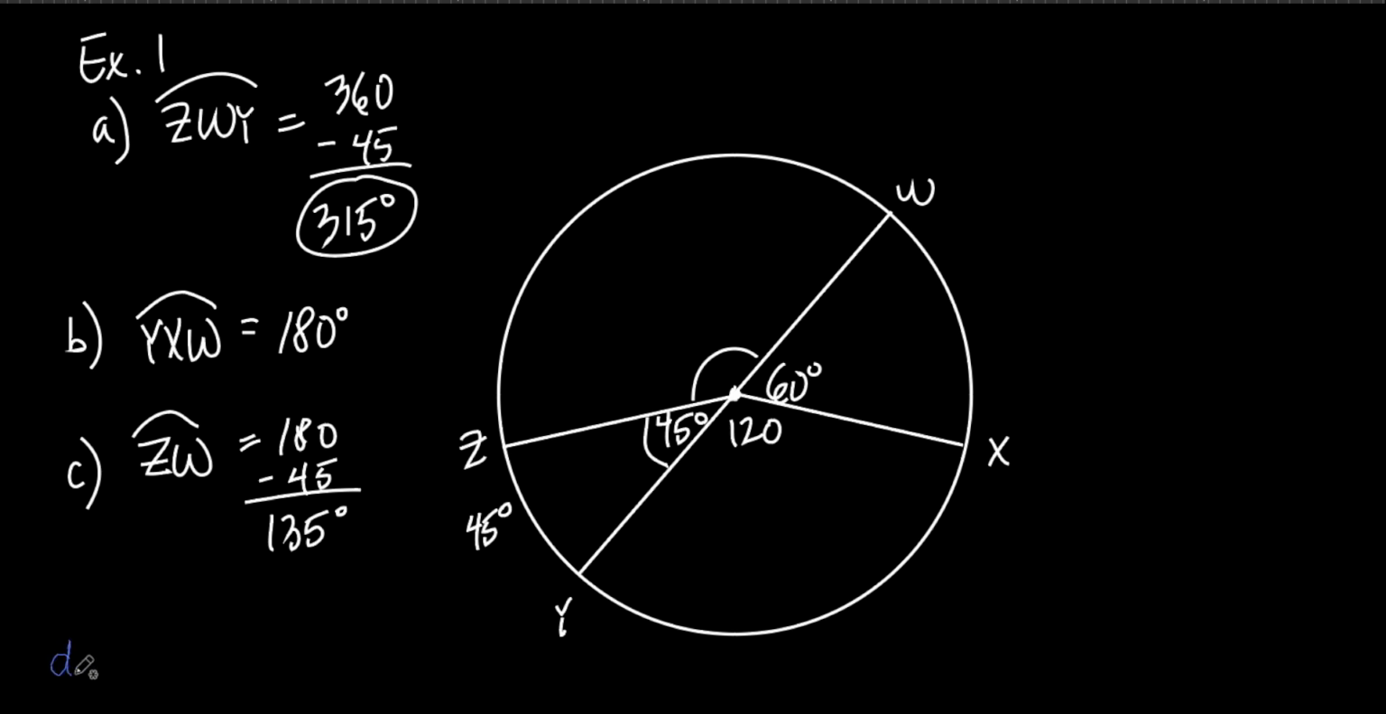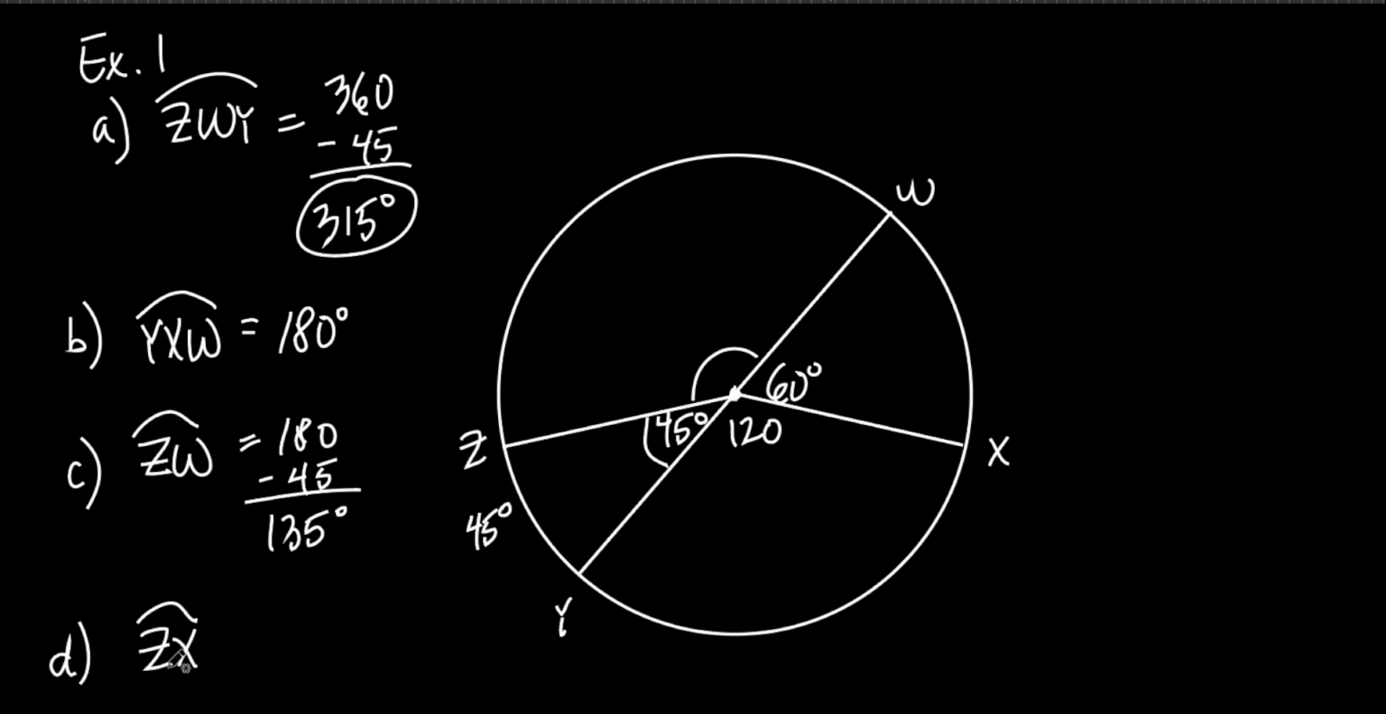All right, let's see what they ask for, though. They ask for ZX. Okay, so where's Z? Right here. Where is X? It's right there. So, yeah, it's not a major arc. Because if I go from Z to X this way, that would be a major arc. Right, we're going from Z to X.